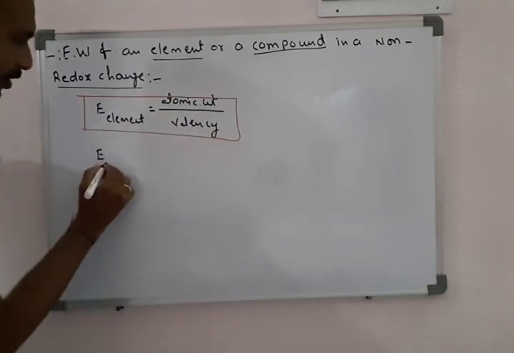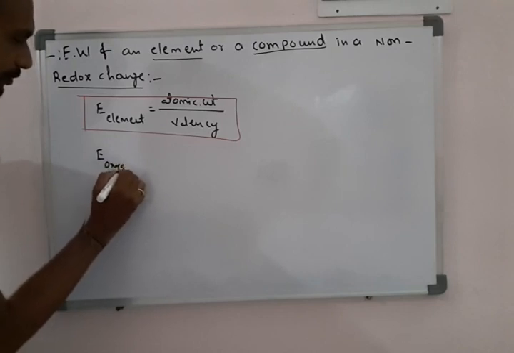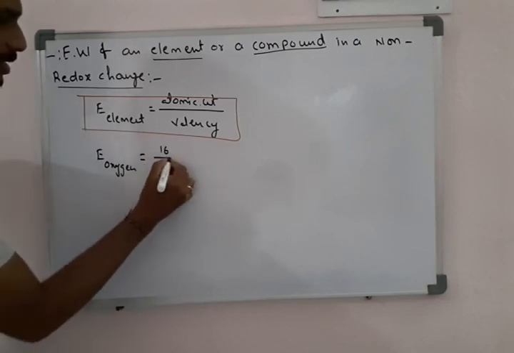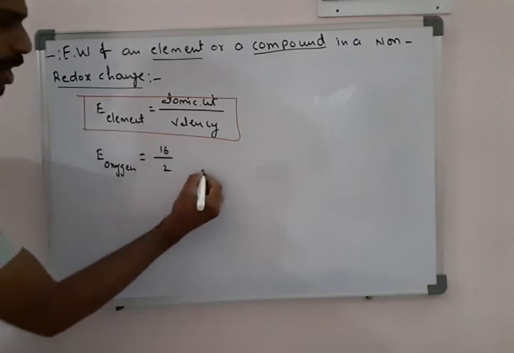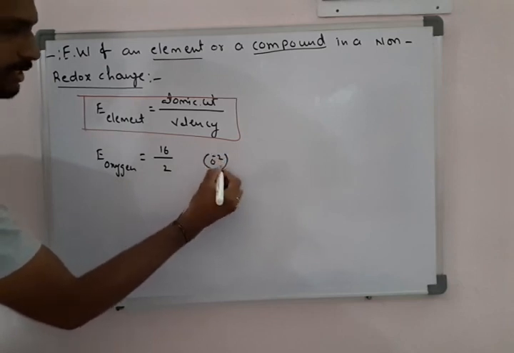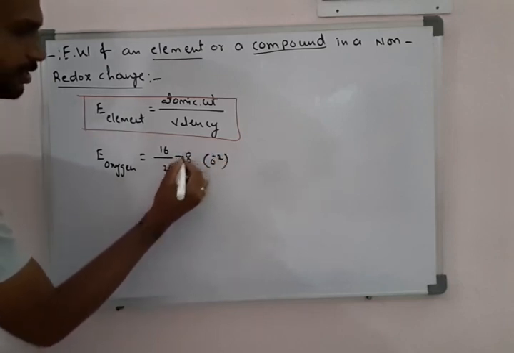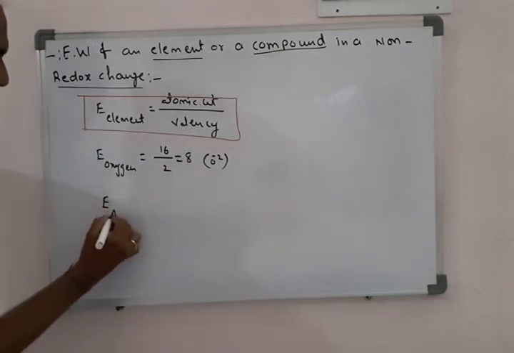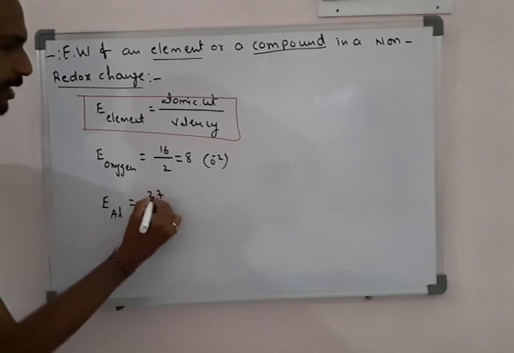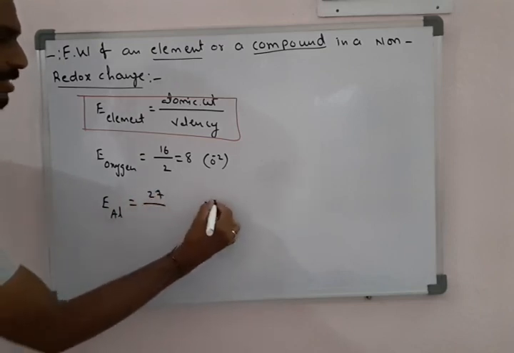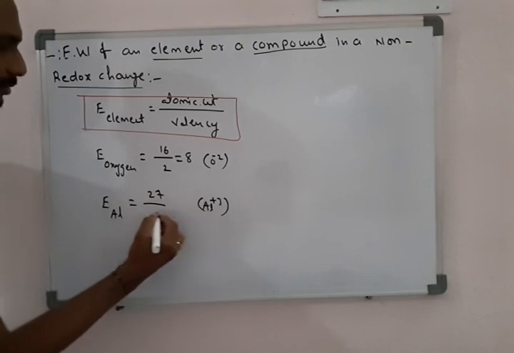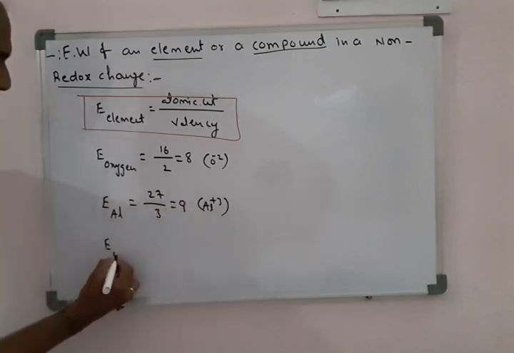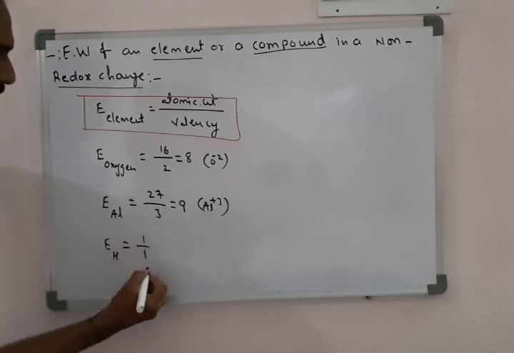For example, equivalent weight of oxygen. Oxygen atomic weight 16 by its valency. O always has a minus 2 charge, so its valency is 2. So equivalent weight of oxygen equals 8. The equivalent weight of aluminium: its atomic weight is 27. We know that aluminium valency is always plus 3, so it is equal to 9. The equivalent weight of hydrogen: atomic weight 1, valency also 1.